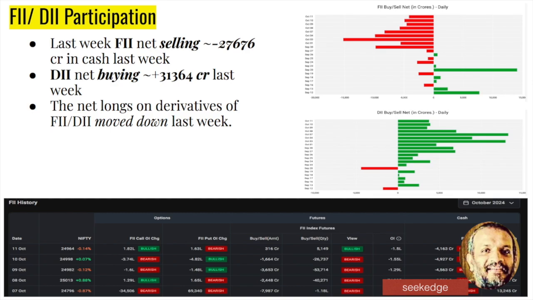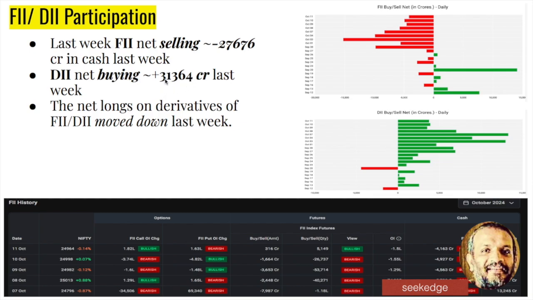But this is the guy who is creating trouble. This is the only slide that is so pessimistic. So look at this. FIIs were selling 27,676 crores last week alone, and remember the previous week it was 40,000 crores. So 70,000 crores of rupees of selling has happened from the FIIs. Why is that happening? No clues, but that is what it is.